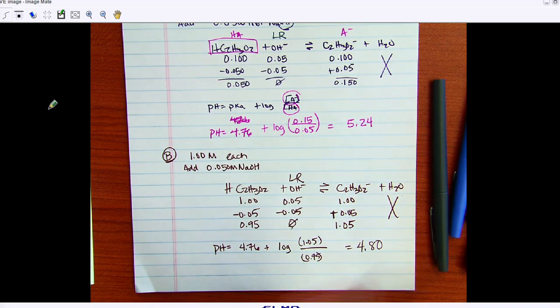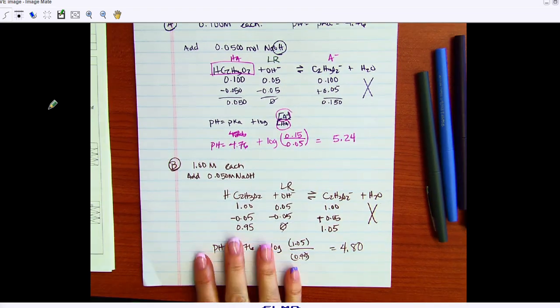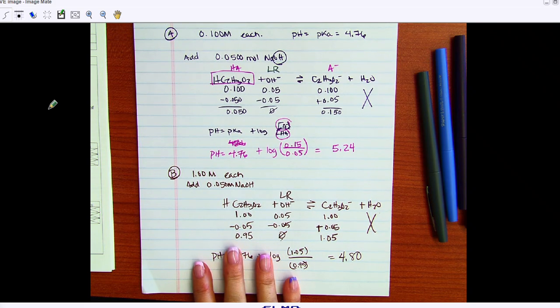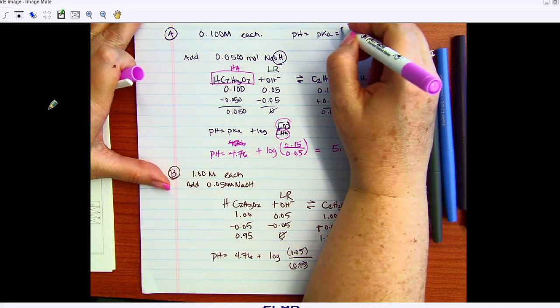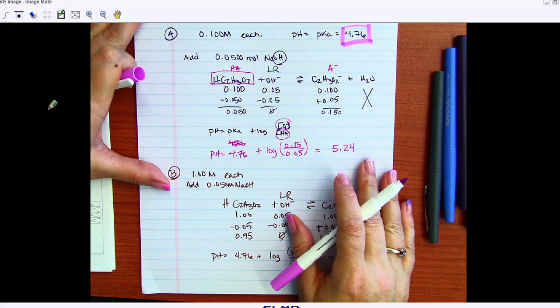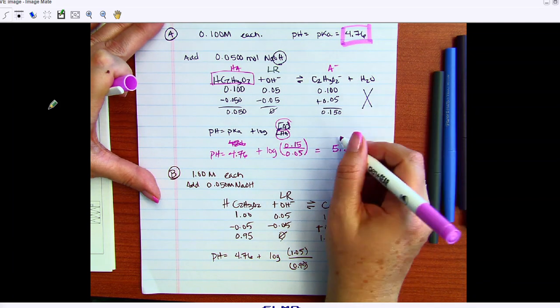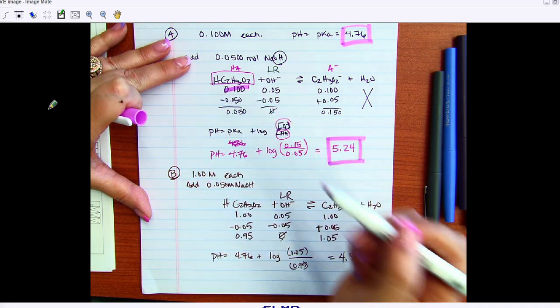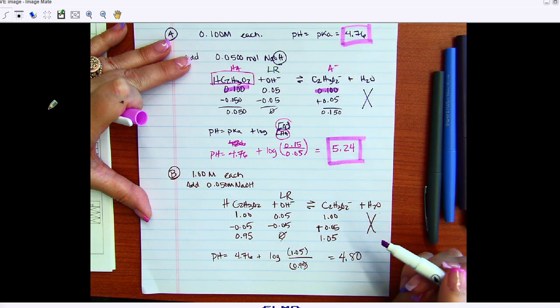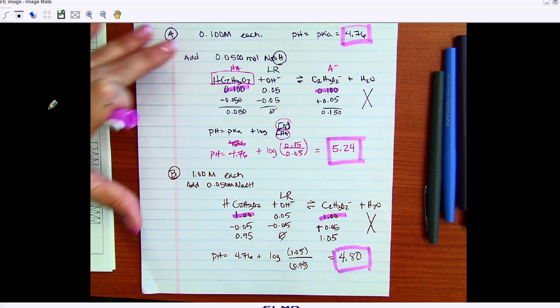So let's compare these real quick. That's the whole point of this. Here we are. This is just my buffer solution pH up here. This is, both of them I added 0.05 molar NaOH. But for this one, I added it to 0.1 molar acetic acid and its salt. And for this one, what was different is it was 1 molar acetic acid and its salt.